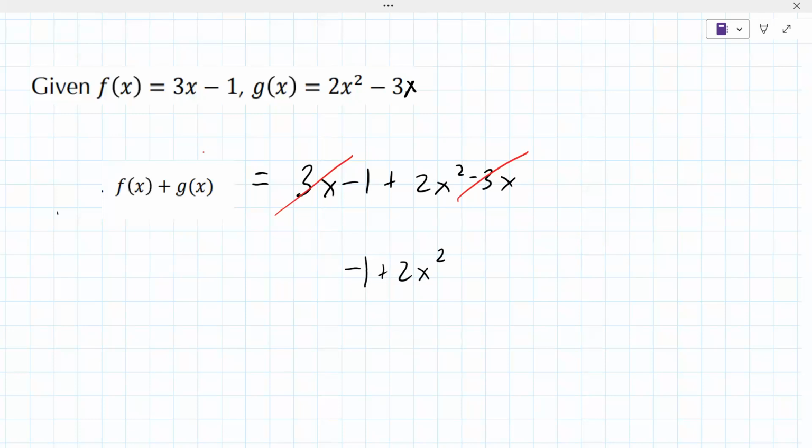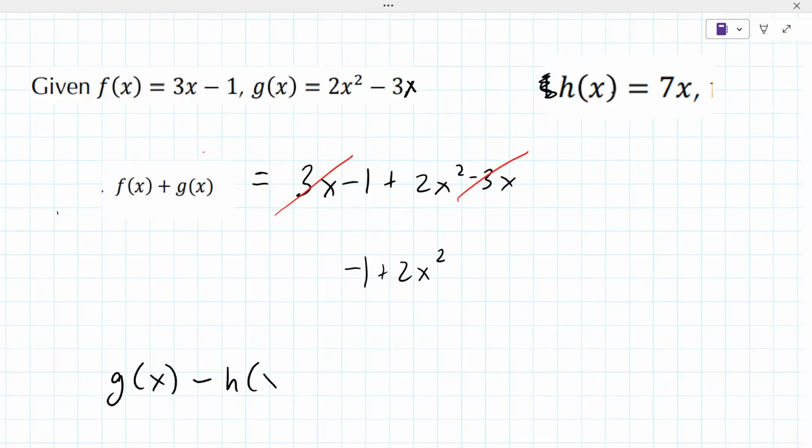All right, that's fine. So let's add in now, I'm going to also give you an h of x. All right, so now find g of x minus h of x for me, please. Okay. So 2x minus 3x.